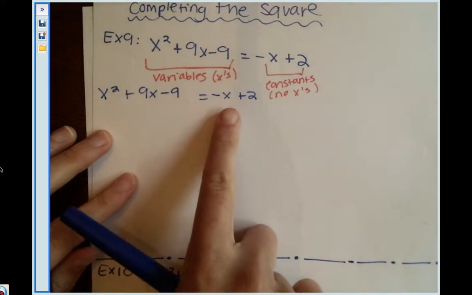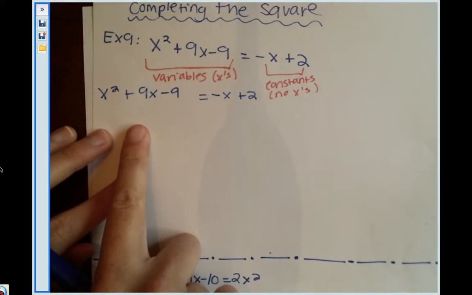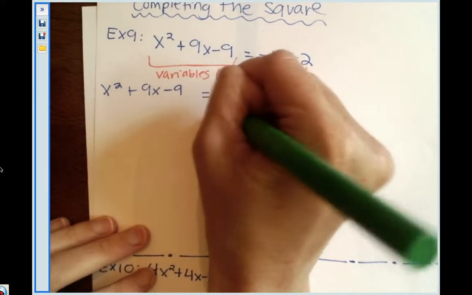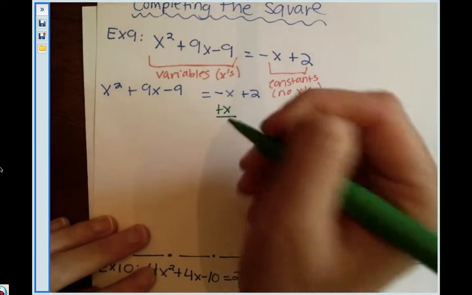Okay, so first I'm going to move my x over to this side so it can be on the side with the variables. So how do I move negative x to the other side? Oh man, you guys are totally smart. You do add x on both sides.